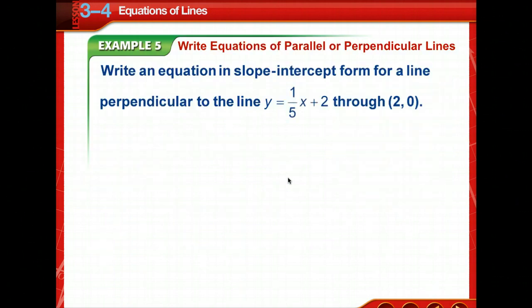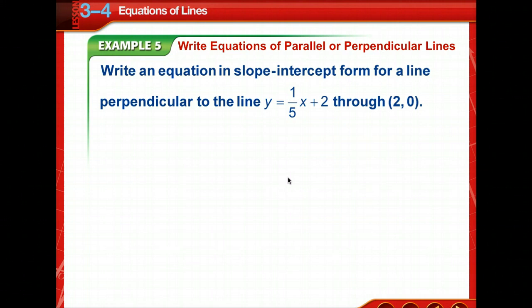So now we're going to write equations of parallel or perpendicular lines. Parallel lines that are not vertical have equal slopes. Two non-vertical lines are perpendicular if the product of their slopes is -1. Vertical and horizontal lines are always perpendicular to one another. So let's see what all that means.